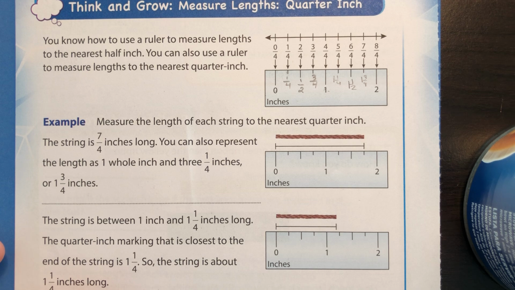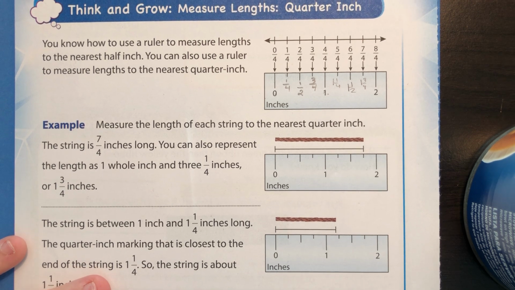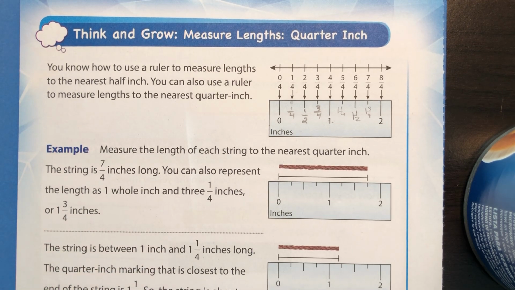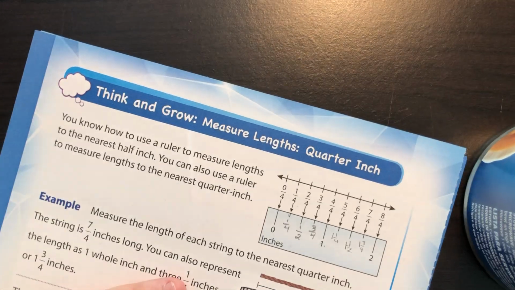So, for example, they're going to tell you to measure the length of each string to the nearest ¼ inch. The string is 7/4 of an inch long. You can also represent it as 1 whole and 1/4, 1 whole inch and 3/4 inches, or 1 3/4. Let me measure that using the ruler.